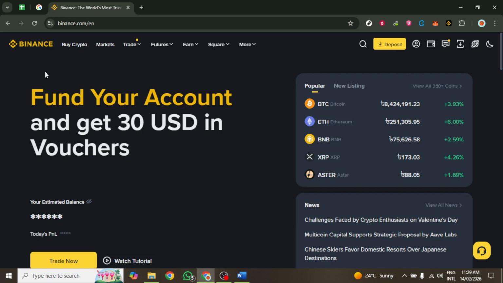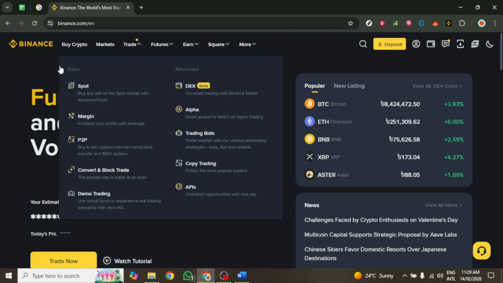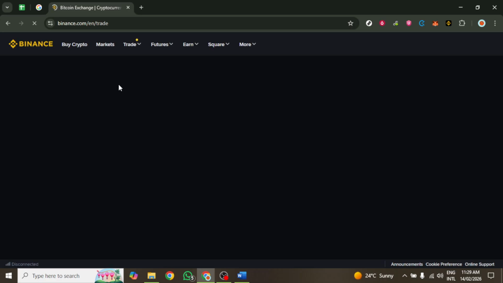Once logged in, navigate to the trade section of the interface. You will see various trading options available. Select spot trading to access the trading interface. It's important to ensure that the cryptocurrency you intend to sell is available in your spot wallet. Stay on the trading page to proceed with the next steps.